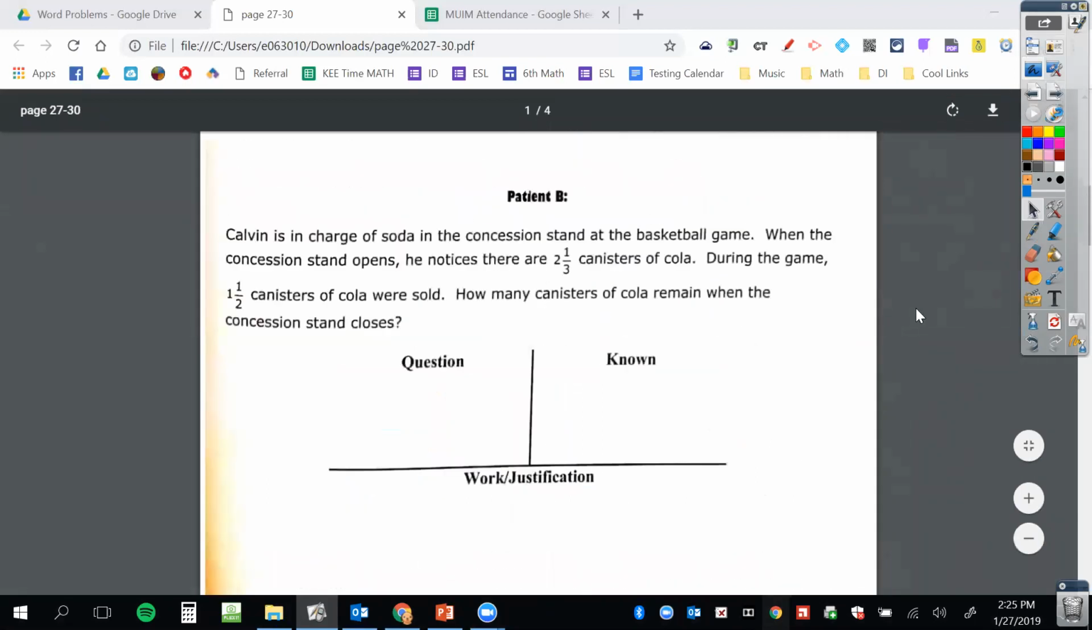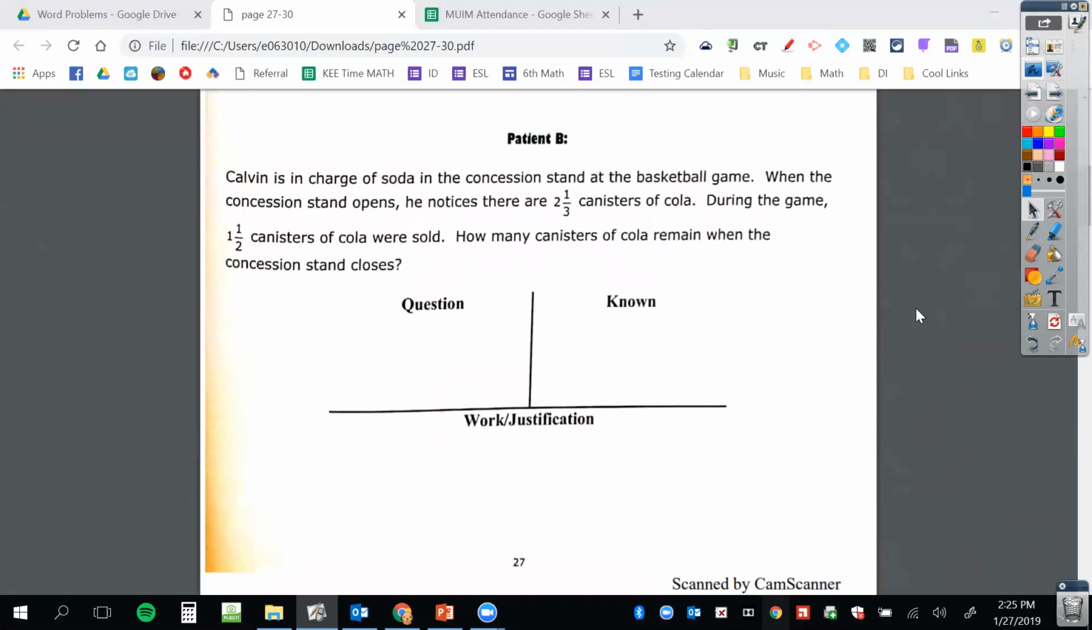So if I move on and look at question B, this one is very, very similar. It says Calvin's in charge of the soda at the concession stand. When the concession stand opens, he notices there are 2 1/3 cans of cola. During the game, 1 1/2 cans were sold. How many canisters remain? So a couple of things. Sold means you're getting rid of. Remain, how many remain? So that's telling me I'm going to be subtracting.